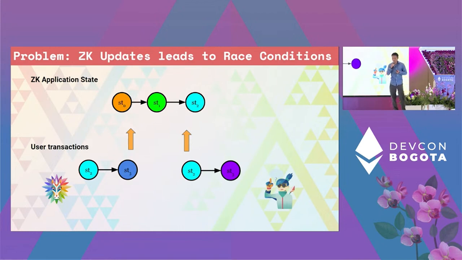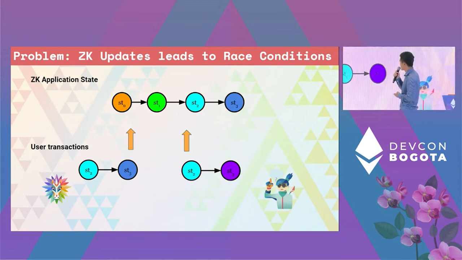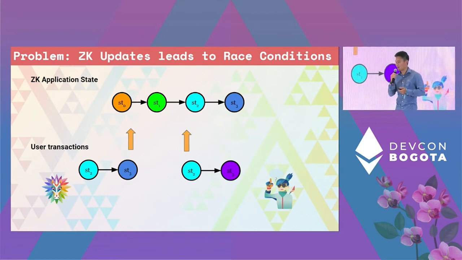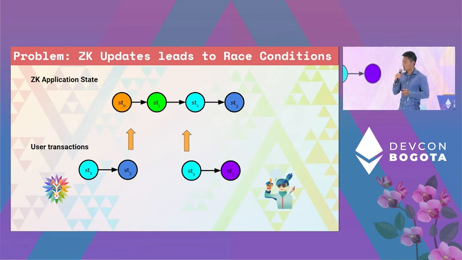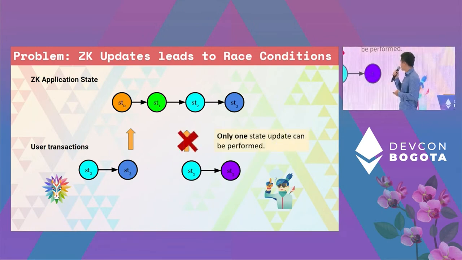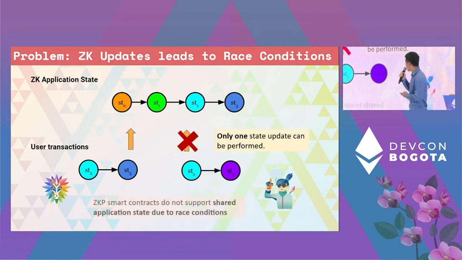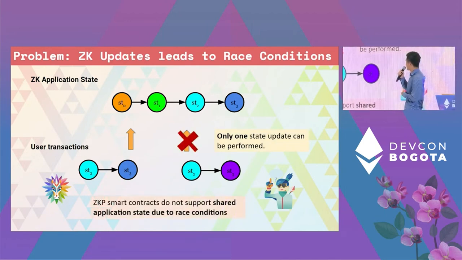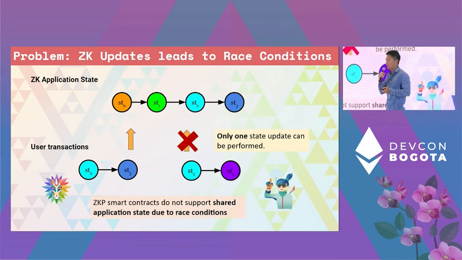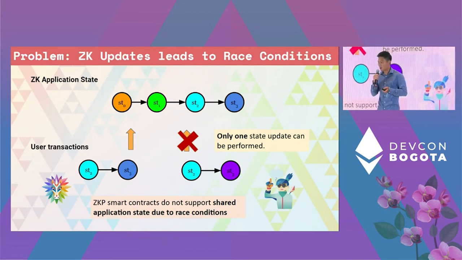Now, if one proof is processed on-chain, let's say the left one, the blue one here, what happens is that the second transaction of the second user is now invalid. It's because the proof goes from the same state two, but now it needs to link to state three. So that's the problem with executing general state machines in zero knowledge off-chain: you run into race conditions.